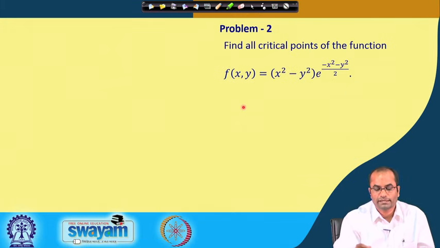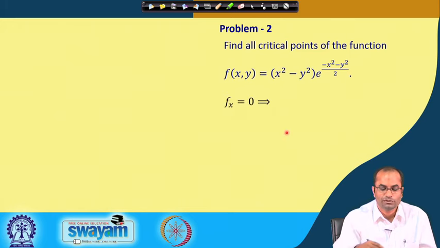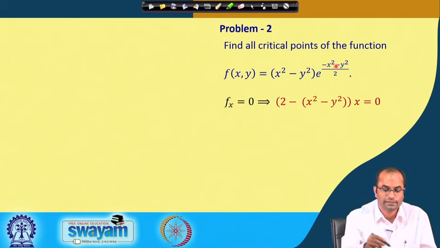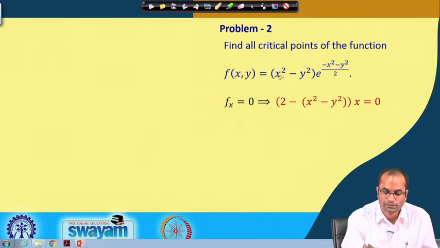So, now moving to the next problem, here again we will find all the critical points of this function f(x, y) = (x² − y²) e^(−(x²+y²)/2). Again proceeding with f_x equal to 0, so what is f_x in this case?